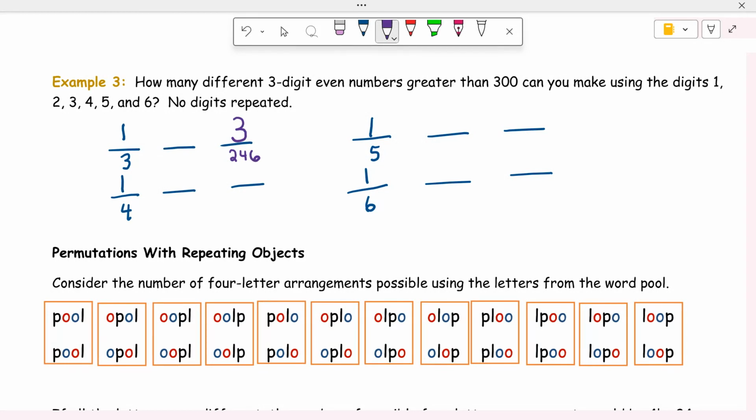Okay. So then how many left over do I have for the middle? So I've used 2 digits. So I have 4. Oh yeah, so there would be 4. So I have 4 left because I took 2 away. All right, so this one is going to be 12 different 3-digit numbers greater than 300 that are even, right? Only using those digits.